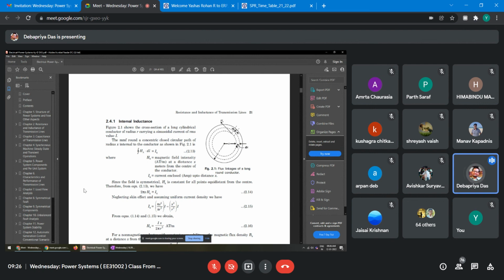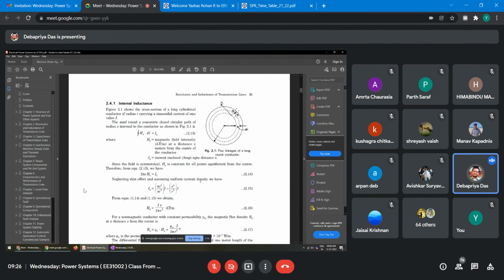So since the field is symmetrical, because this is a cylindrical conductor, hx is constant at all the points, right? Therefore, it is a loop integral. So dl, this is the arc distance, so the circumference will be 2 pi x, right? Because up to x it is, into hx is equal to ix, right?